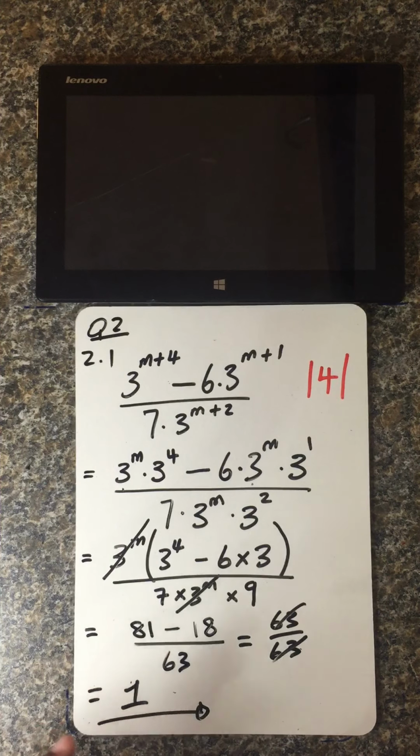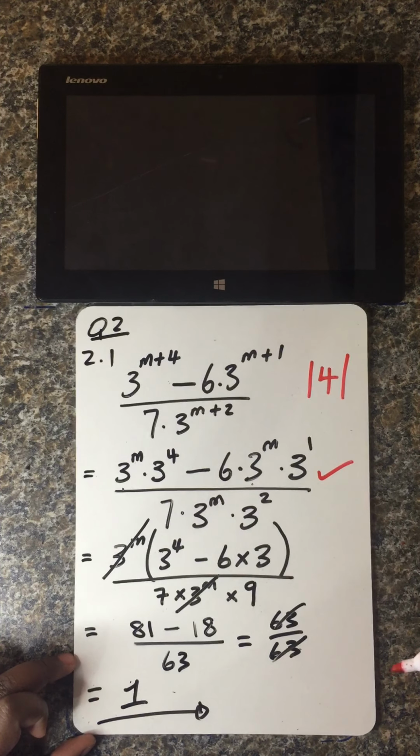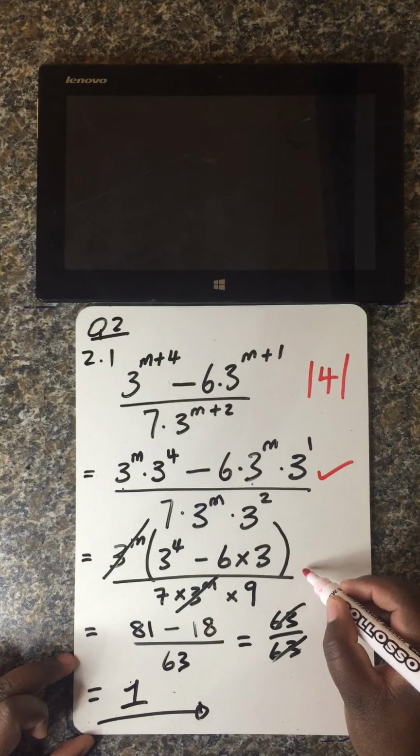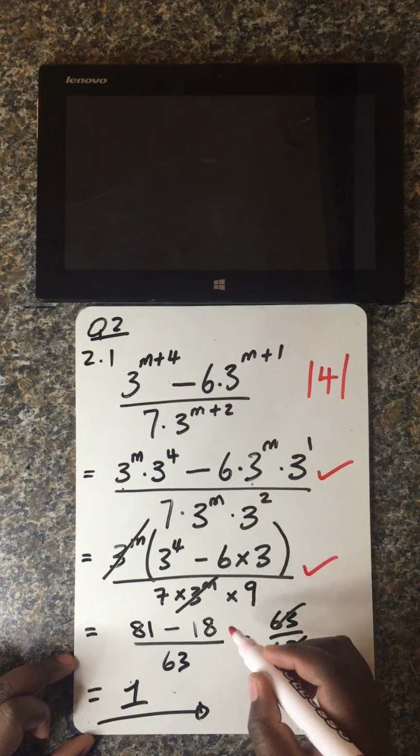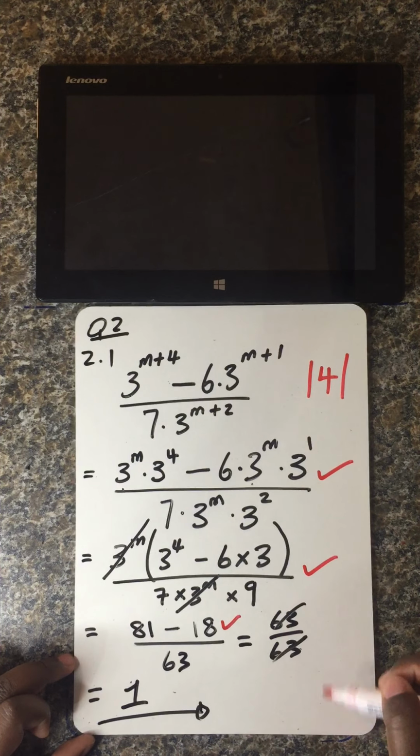So ladies and gentlemen, this is how you solve this question. Remember, it's allocated 4 marks. This is where you're going to score your first mark, this is where you're going to score another mark, and this is where they give you a mark. No need to give you a mark for that.